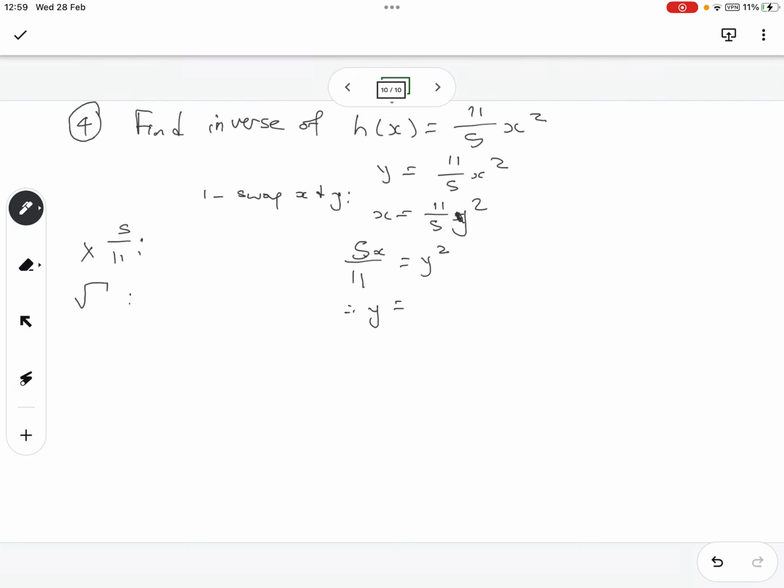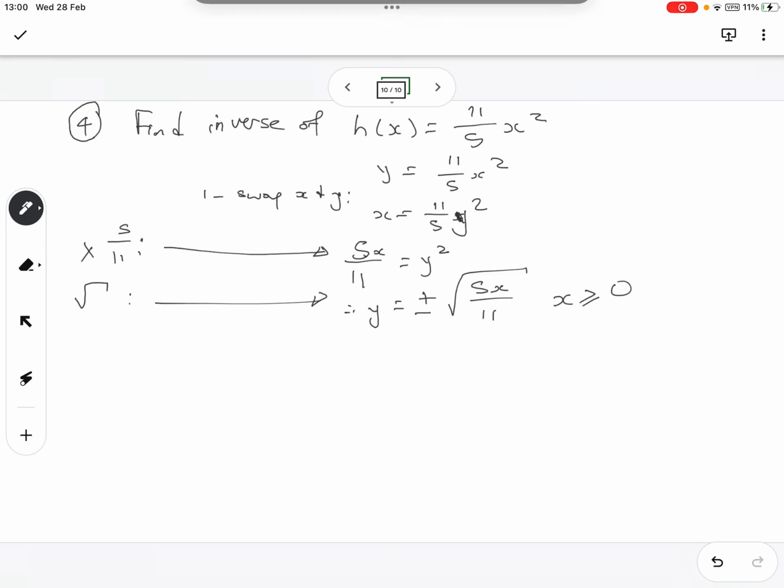I'm just pointing out that in this step we multiplied by 11 over 5 on both sides, and in this step we took the square root, so that becomes plus or minus, and x must be positive. Okay, so we've determined the inverse.